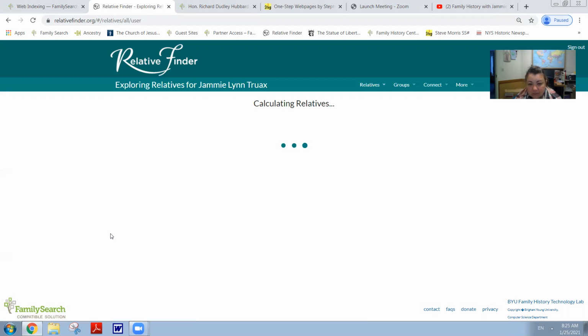What's really cool about this is it opens up different branches of your family tree that you didn't know you had. Because a lot of times you just head straight back up grandparents line, grandparents line, grandparents line. And a lot of times we forget cousins and aunts and uncles, and they're our relatives too. So Relative Finder is a great way to meet and learn about your cousins.